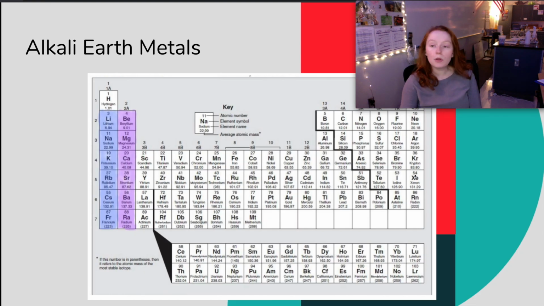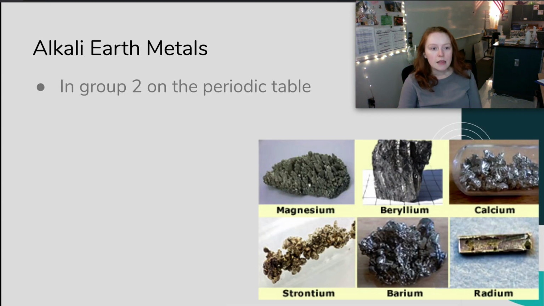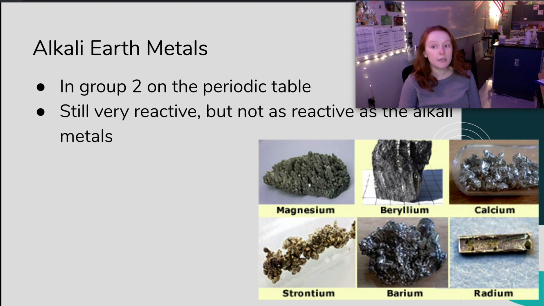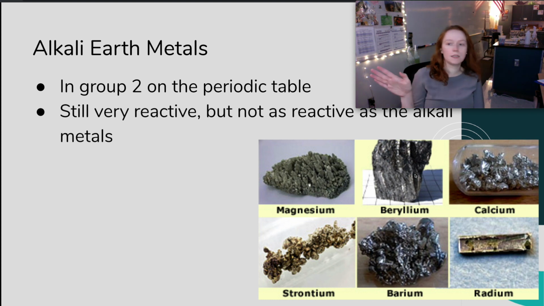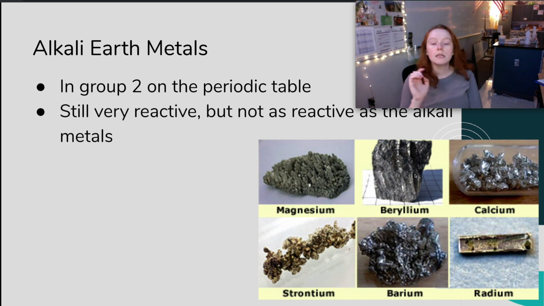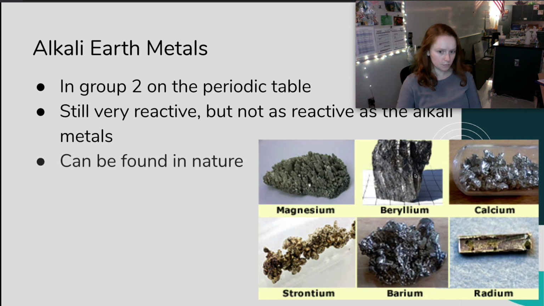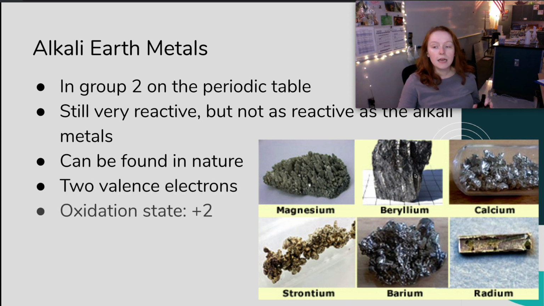These ones in purple are the alkaline earth metals. They are in group 2. They are still very reactive, but not nearly as reactive as the alkali metals. There's a video of me demonstrating the reactivity of magnesium by lighting it on fire as well. These ones are found in nature, though they are fairly rare. They have 2 valence electrons and an oxidation state of +2.